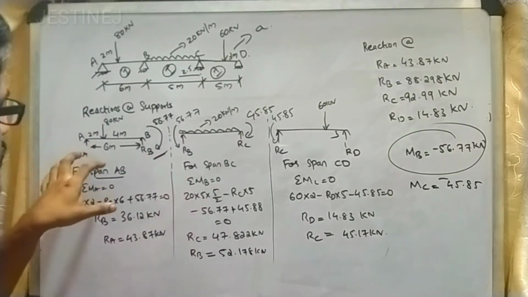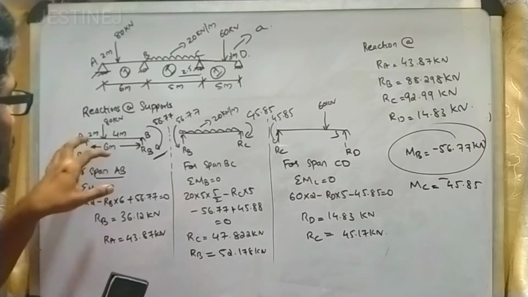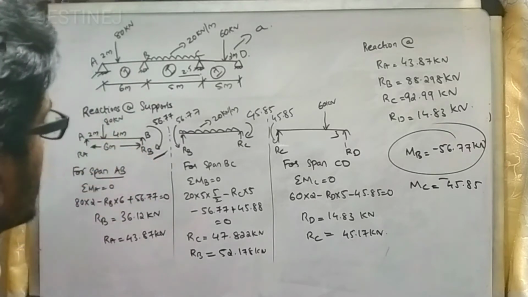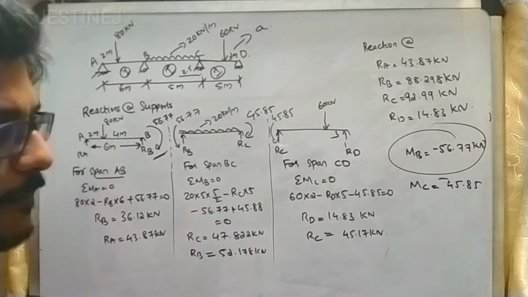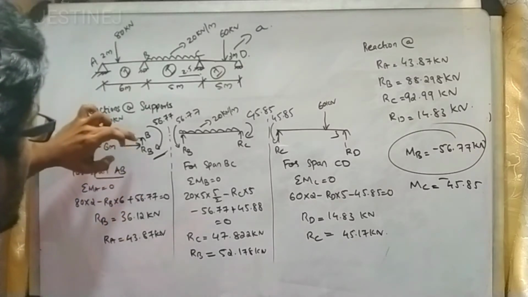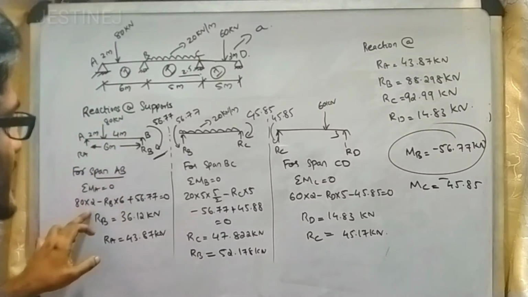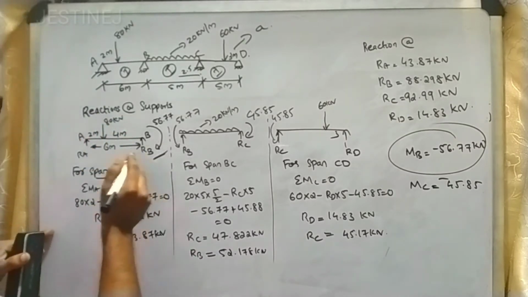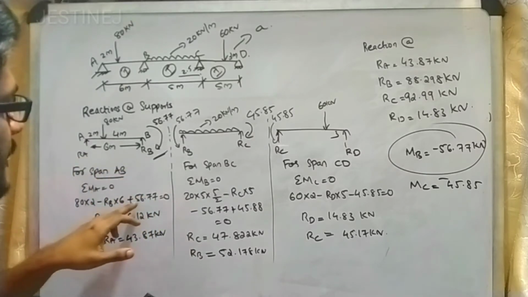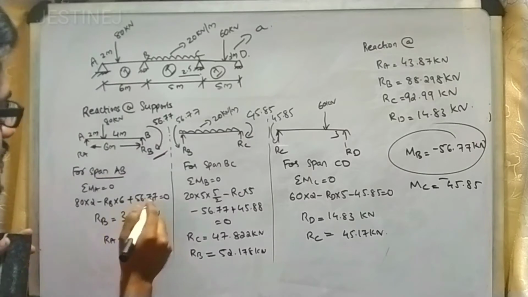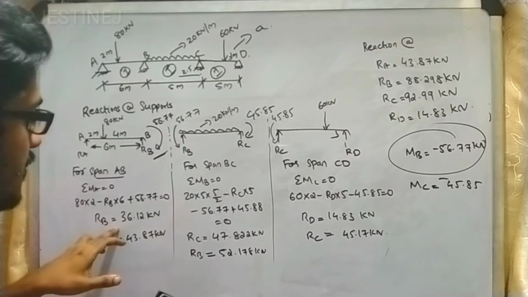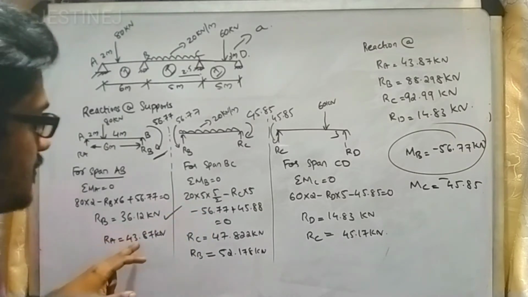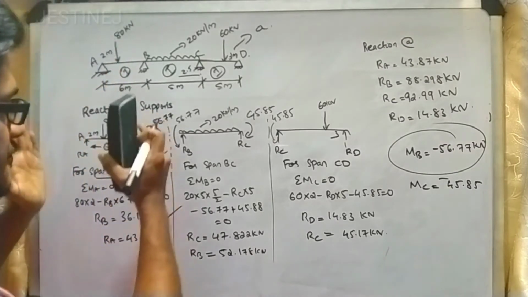Then you have to find out this RA and RB separately. For finding out this RA value, you can take the moment about either B or A. If you are taking sigma MA equal to 0, then we know that it is 80 multiplied by 2, in a clockwise direction, and then the next one is in an anti-clockwise direction, so minus RB multiplied by the total distance 6, then plus it is in the clockwise direction, so 56.77. You will finally get the value of RB as 36.12 kilonewton, and the RA value is going to be 43.87 kilonewton. That is in the case of the first AB portion.